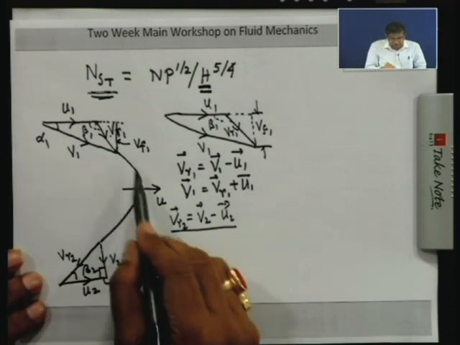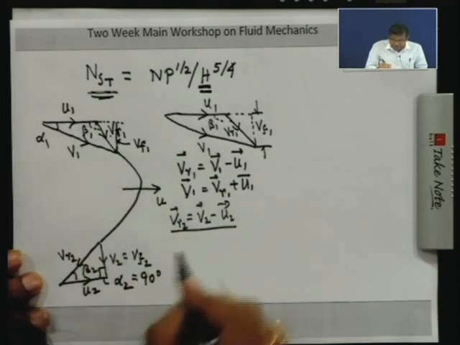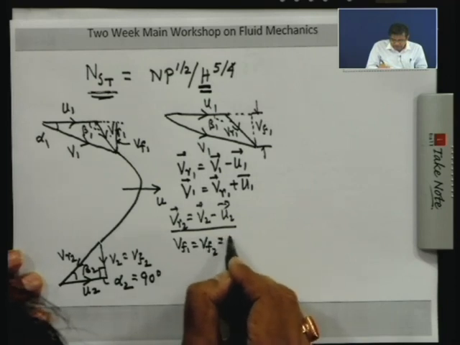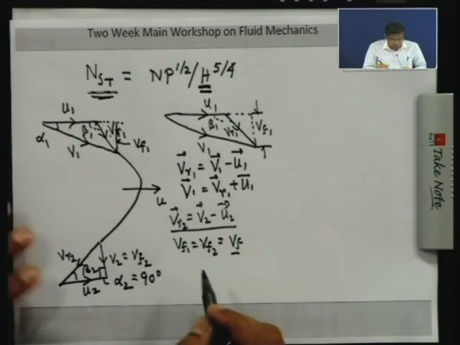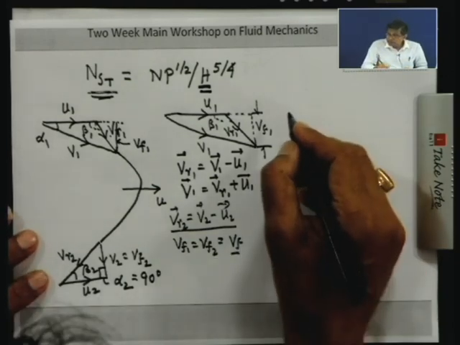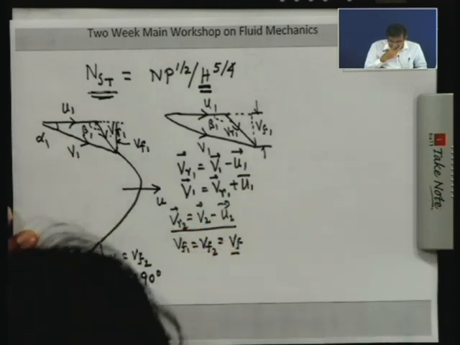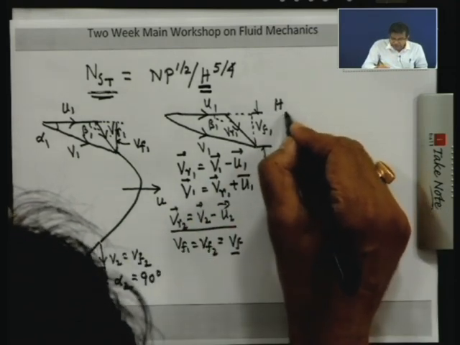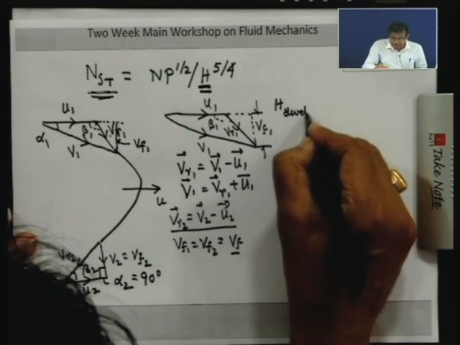Moreover, the blades are designed in such a way that the flow velocity through the blade passage is constant. That means Vf1 is Vf2 is constant. Let this be Vf. Now, I find out the value of the head that is being developed by the runner. So, the head developed by the runner, I write H developed.